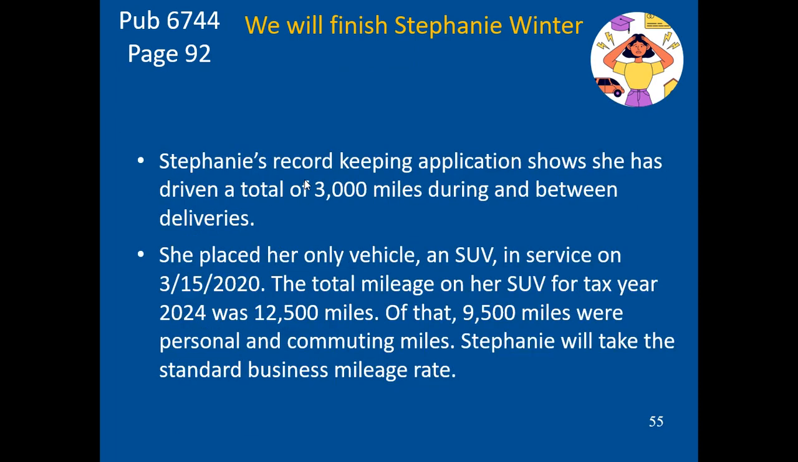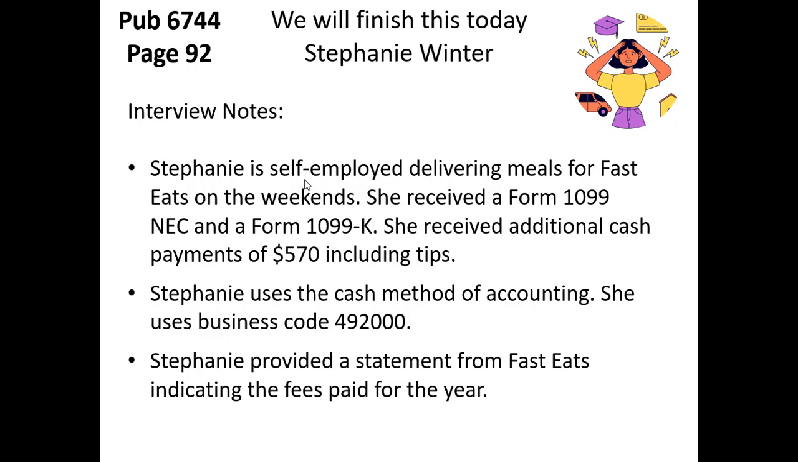Stephanie's record keeping application shows she has driven a total of 3,000 miles during and between deliveries. She placed her only vehicle, an SUV, in service on March 15, 2020. The total mileage on her SUV for the tax year was 12,500. Of that, 9,500 were personal and commuting miles. She will take the standard business mileage rate, which I hope, because that's all we can do.